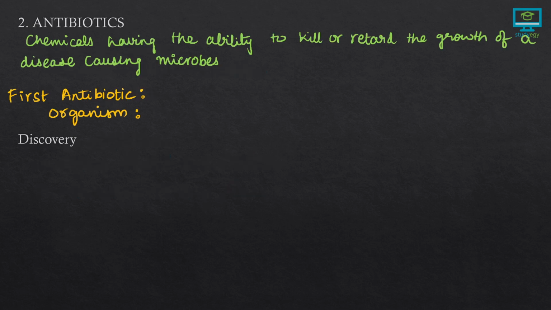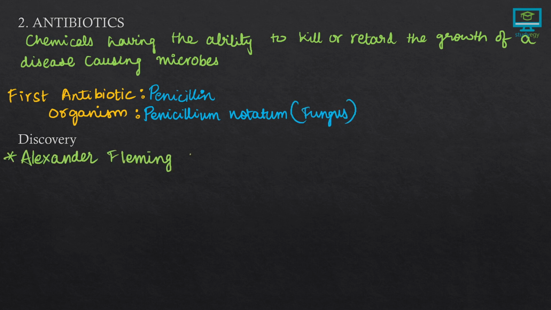Coming to the next part, we have antibiotics. The chemicals having the ability to kill or retard the growth of a disease causing microbe are known as antibiotics. The first antibiotic which was discovered was penicillin, and the organism from which we got penicillin was Penicillium notatum, which is a fungus.